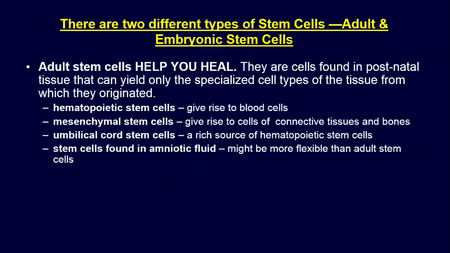Okay, adult stem cells are stem cells that help you heal, right? Think of it that way. So you're not generating all the different variety of cells that you could with embryonic stem cells, but rather, as I mentioned before, hematopoietic stem cells give rise to different blood cells, et cetera. There are also stem cells I want to mention here that are found in the amniotic fluid, and these might be more flexible than adult stem cells.